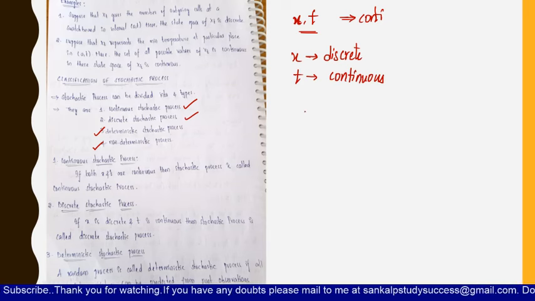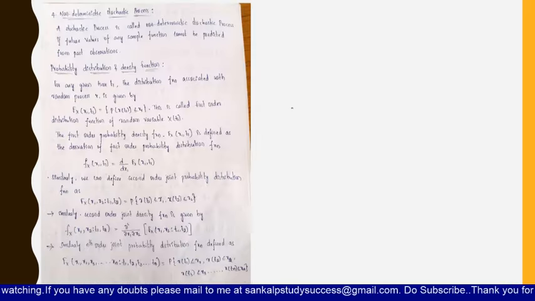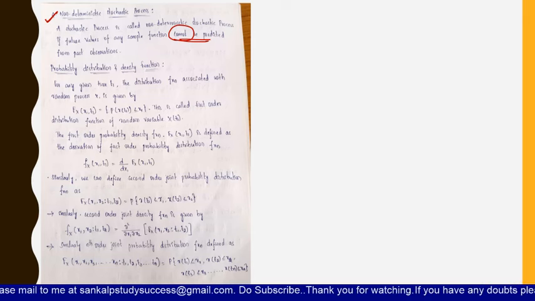So exactly opposite to the deterministic stochastic process, you will have non-deterministic, where by considering the past observations, you cannot predict the future values. A non-deterministic stochastic process is said to be so if future values of any sample function cannot be predicted. In the deterministic, you can predict the future values by considering the past observations. So these are the four types of stochastic process which we have.